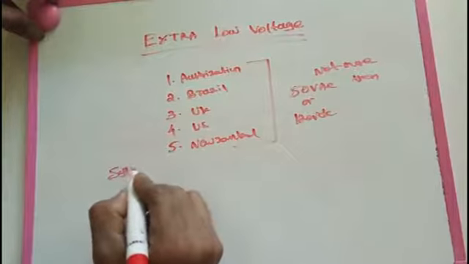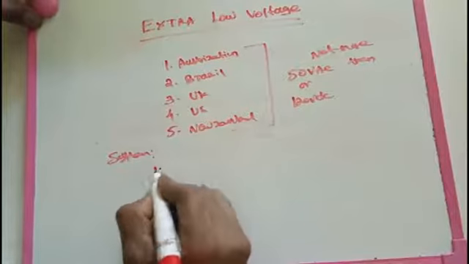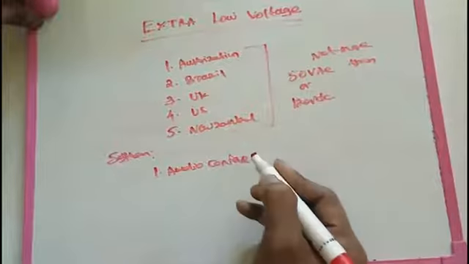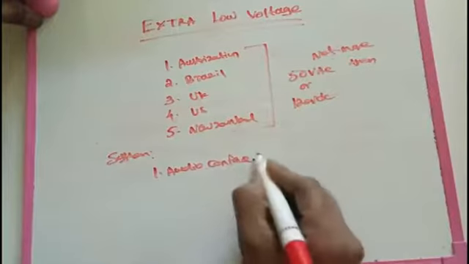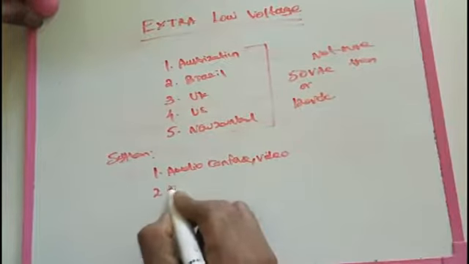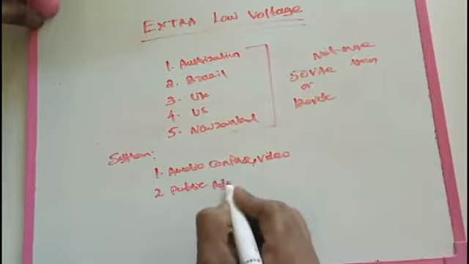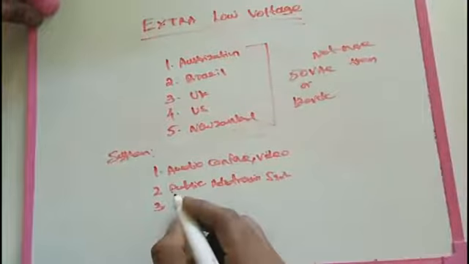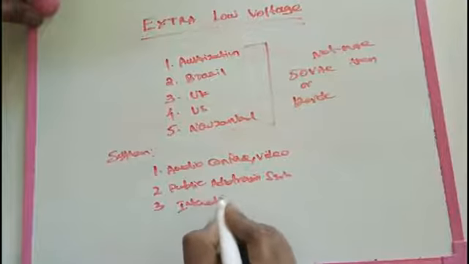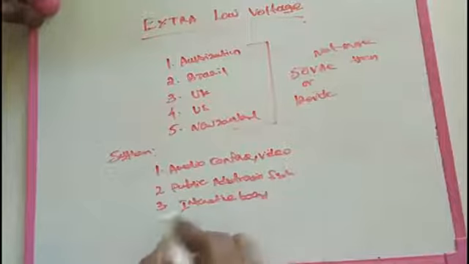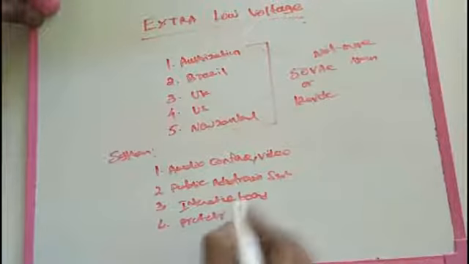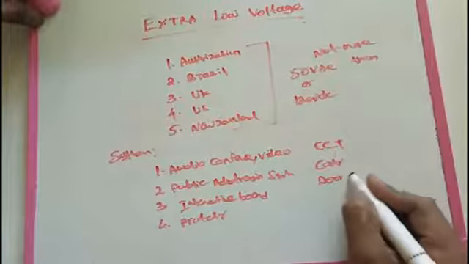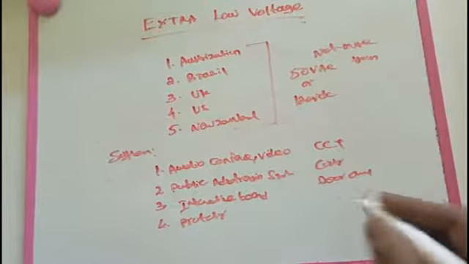And then all over the world we use extra low voltage systems. First one is audio conferencing. The audio conference system is an extra low voltage system, and then video conferencing, public addressing system, interactive board, projector, CCTV, control access, and door access. So a lot of systems use extra low voltage.